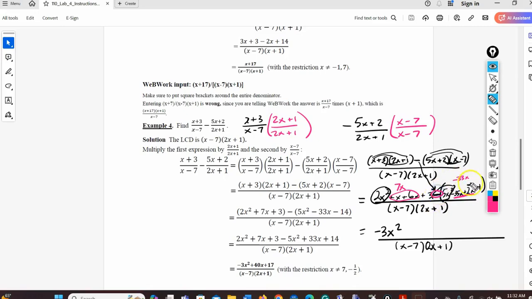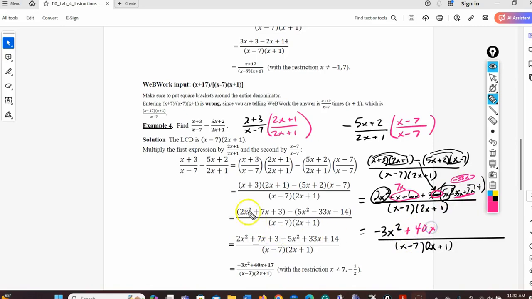But then I have a minus sign out the front. So I'm going to have 7x plus negative 7x plus 33x. So minus 33x is negative 33x is 33x. So I'm going to have plus 40x.